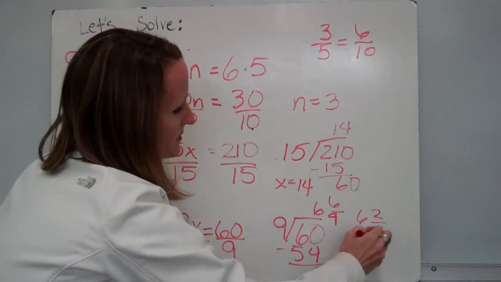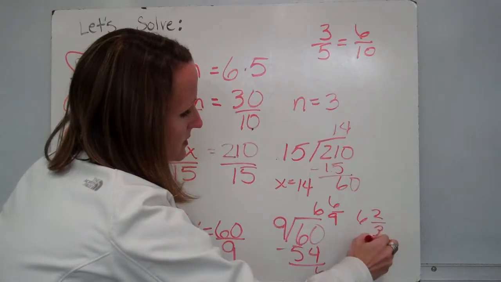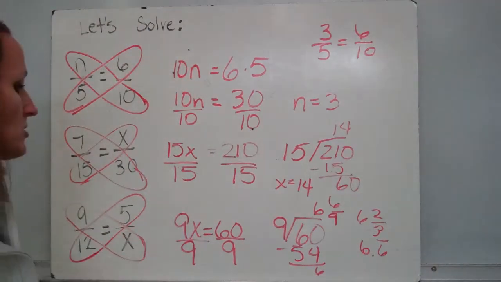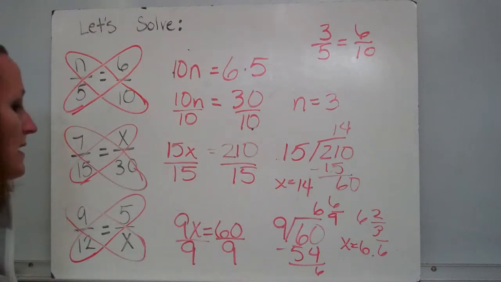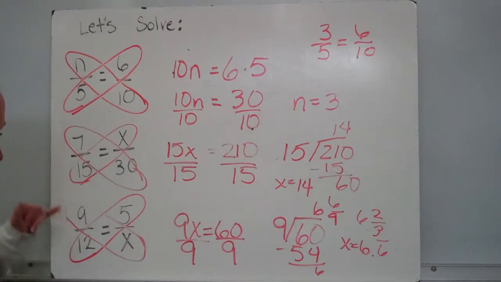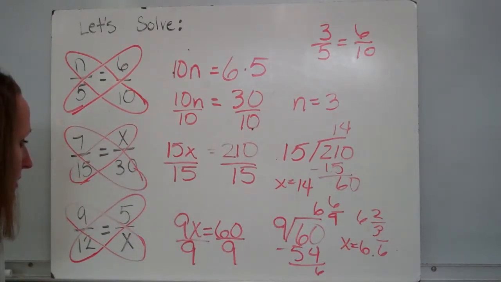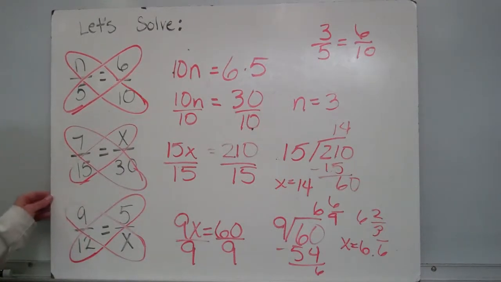So you're going to get a decimal of 6.6 repeating. So this time your x equals 6.6 repeating. There's no reason why you can't have a fraction, so 6 and 2/3. And of course, 9/12 over here equals 3/4. So that is how you solve a proportion.